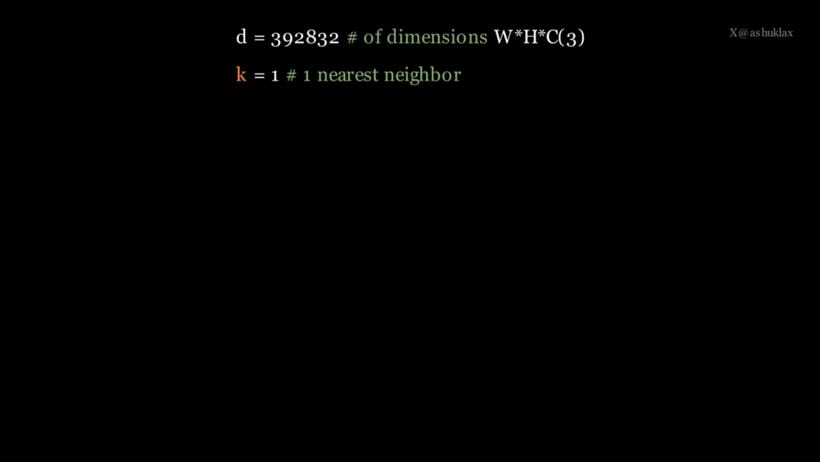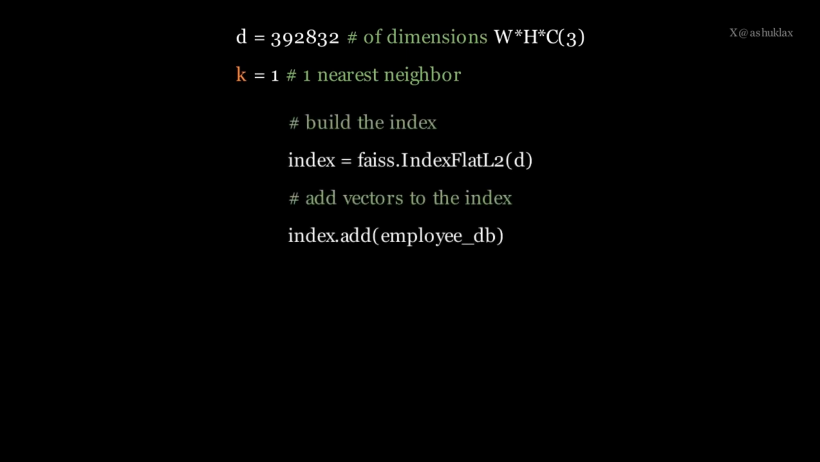Next, we set k equals 1. Here, k represents the number of nearest neighbors we want to find in our similarity search. Setting k equals 1 means that the search will return only the closest matching result. Now, write index equals faiss.IndexFlatL2(d), which creates an index using the L2 Euclidean distance metric for vectors with d dimensions. And index.add(employee_db) adds the vectors from employee_db to this index for similarity search.